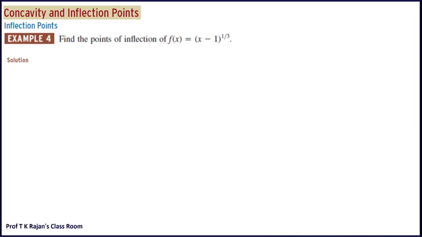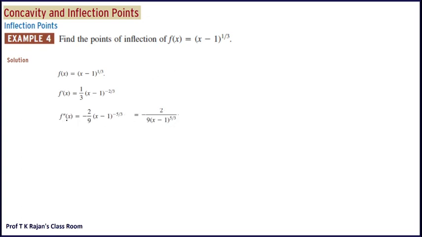Now take another problem. Find the points of inflection of f(x) equal to (x minus 1) raised to 1 by 3. The same way, you identify the points where f double dash x does not exist, or f double dash x equals 0. Here f(x) is (x minus 1) raised to 1 by 3. F dash x is 1 by 3 into (x minus 1) raised to minus 2 by 3. F double dash x is minus 2 divided by 9 into (x minus 1) raised to minus 5 by 3.